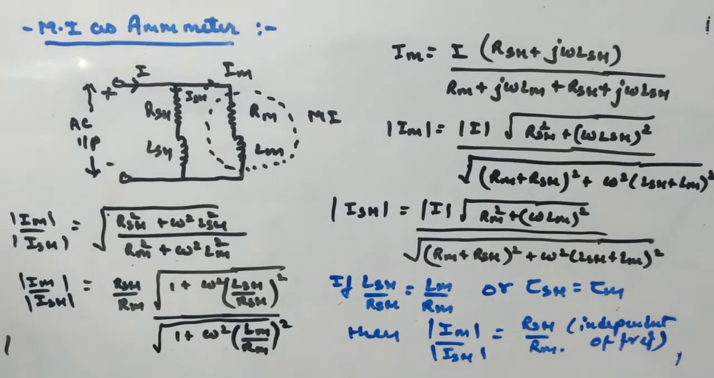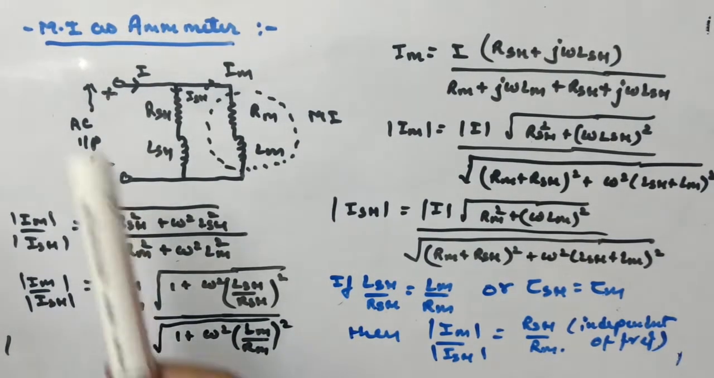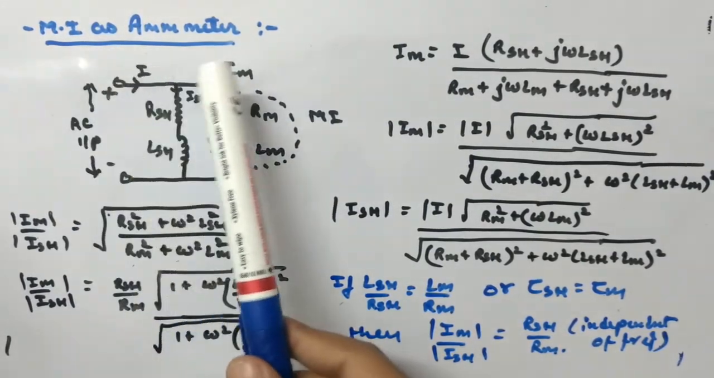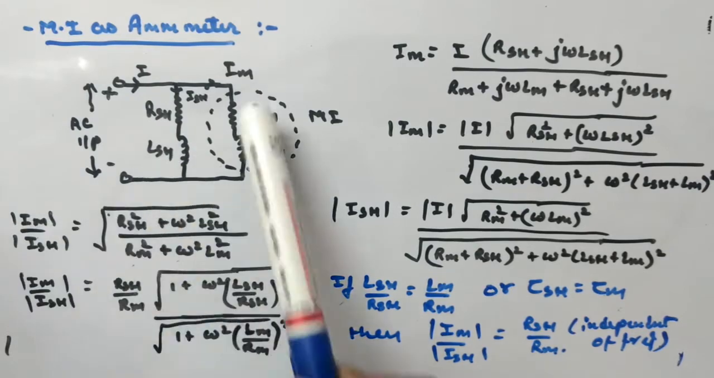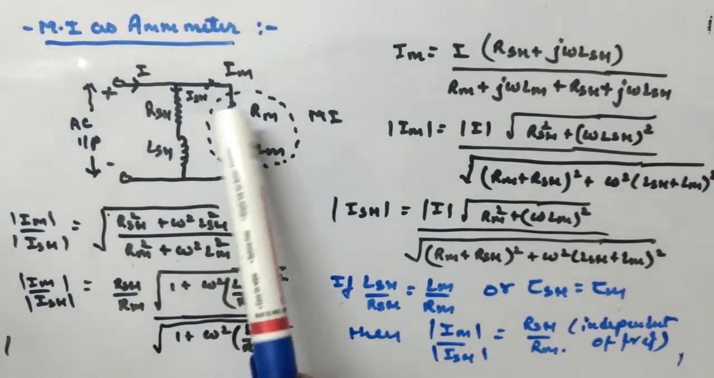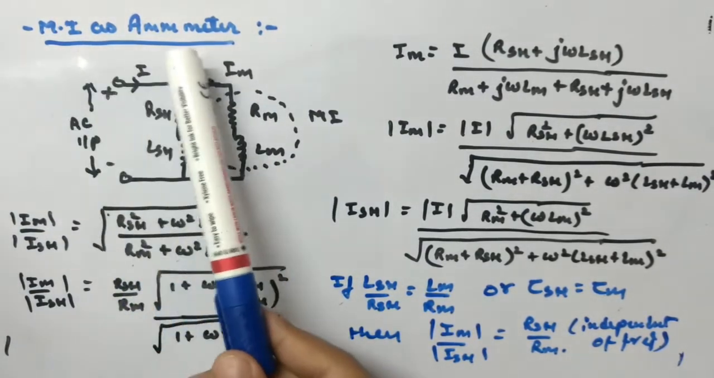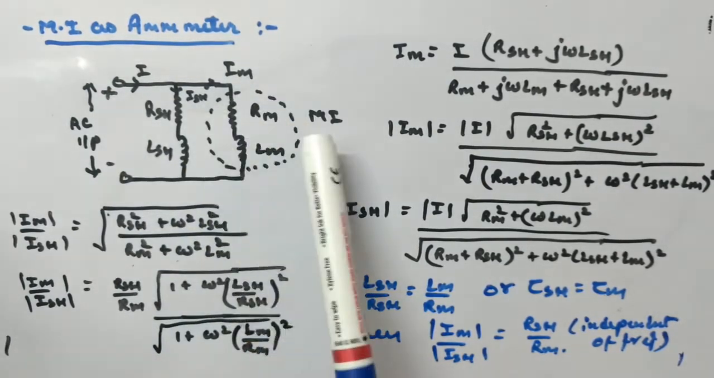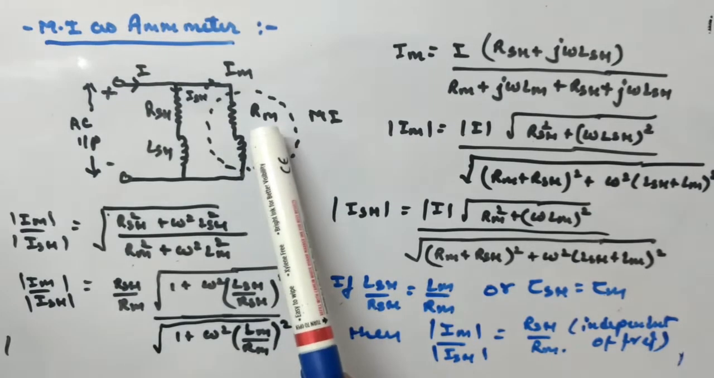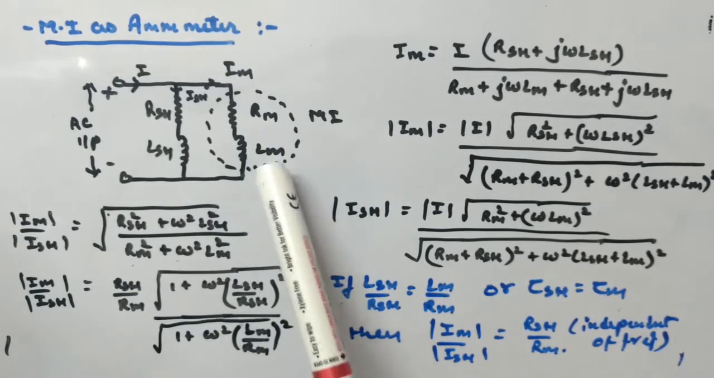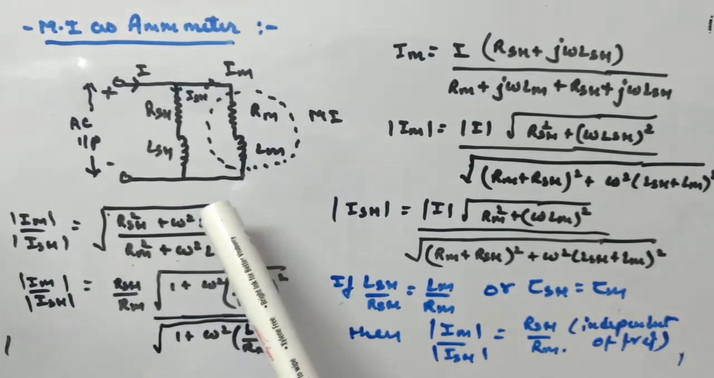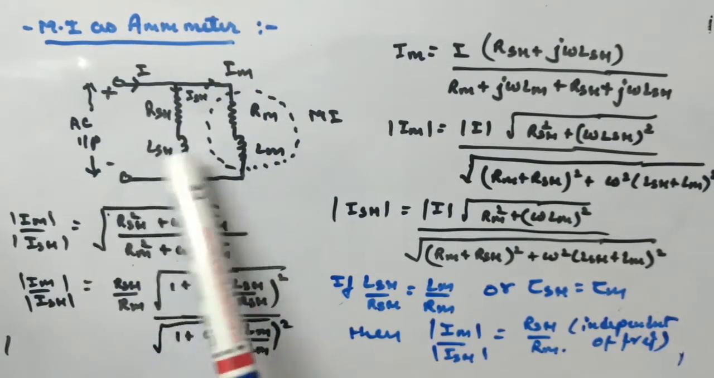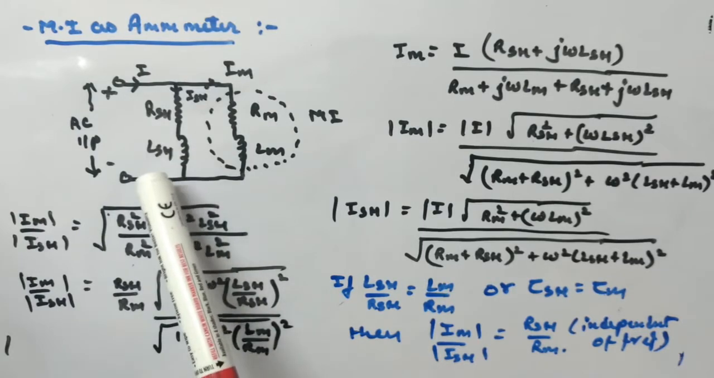Okay, let's see moving iron as ammeter. So how are you going to use a moving iron instrument as an ammeter? This is the arrangement of using moving iron as ammeter. Here you can see this is your ammeter, this is your moving iron, which has resistance Rm and inductance Lm. Now since you are using it as an ammeter, there will be a shunt resistance and inductance as well. So RSH, LSH.